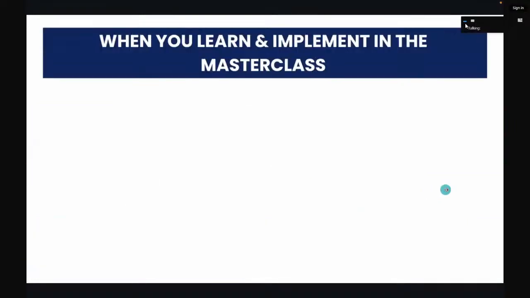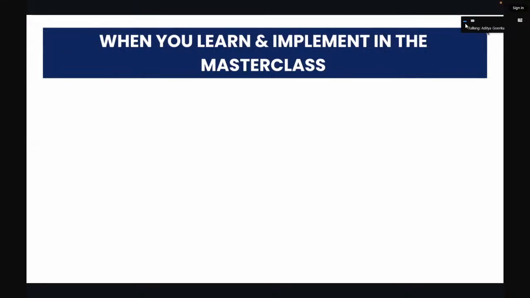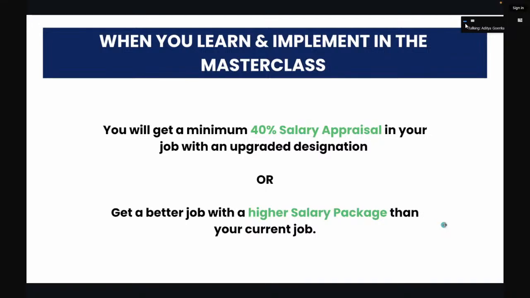When you learn and implement everything in this masterclass, there are only two results that you can achieve. What is the first result? You will get a minimum 40% salary appraisal in your current job with an upgraded designation as well. Or you will be able to get a better job at a very high paying company with a higher salary package than your current job. Okay, so these are the only two outcomes that you can achieve from the masterclass.